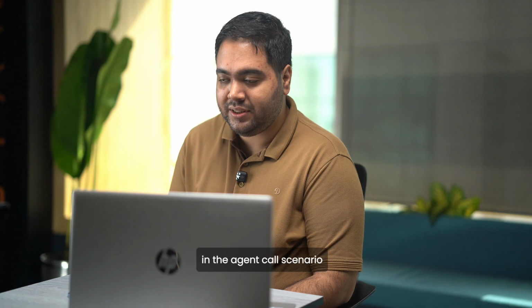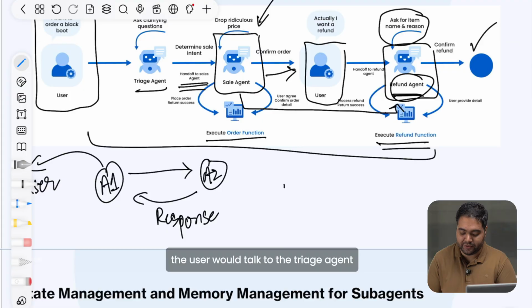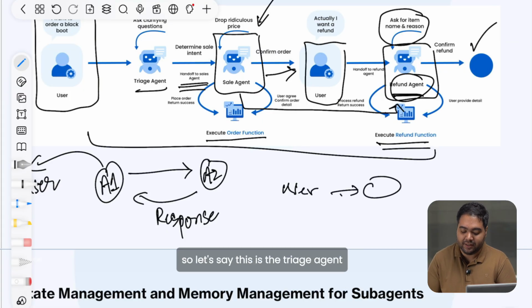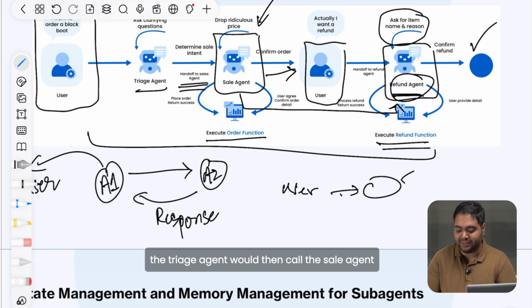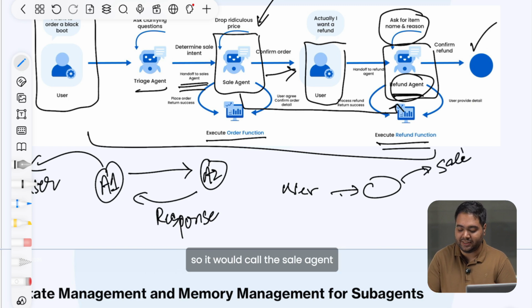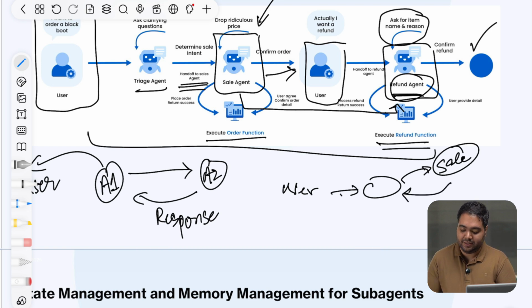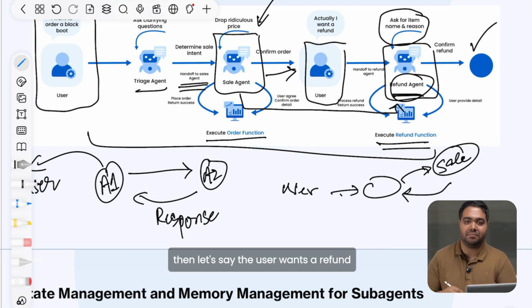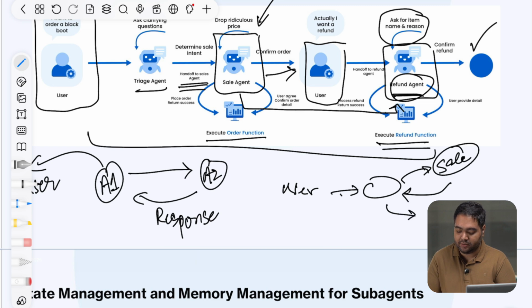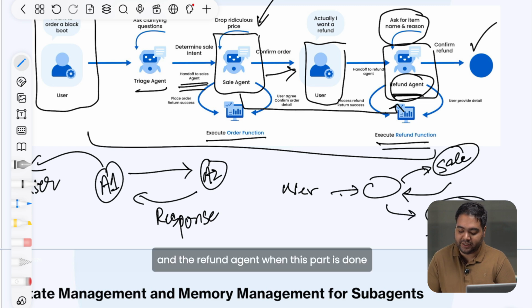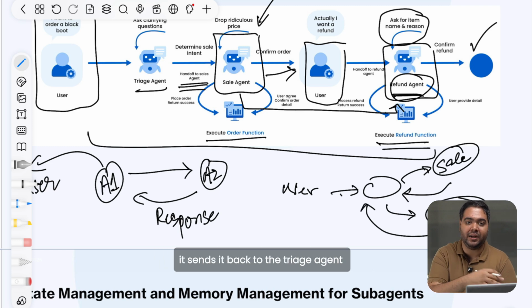In the agent call scenario, what would happen is the user would talk to the triage agent. So let's say this is the triage agent. The triage agent would then call the sale agent. Once all of that is done, it will come back to this agent. Then let's say the user wants a refund. So it sends it to the refund agent. And the refund agent, once its part is done, sends it back to the triage agent.